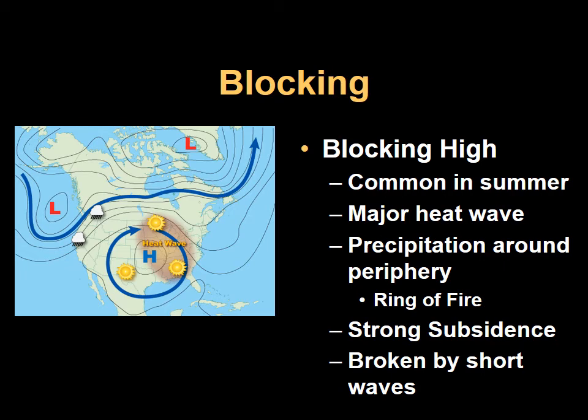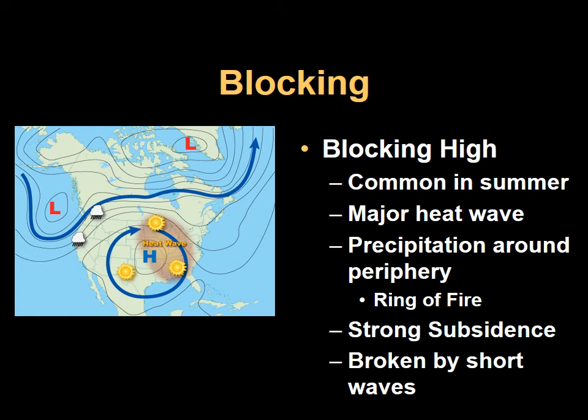Blocking highs are another kind of blocking pattern. These are very common during the summertime. They almost always set up during the summer. These are responsible, of course, for major heat waves across the central and southwestern and even southeastern United States. You get precipitation around the periphery, but in the high itself, you've got such strong sinking air, subsidence, that you really don't get any thunderstorms with this.